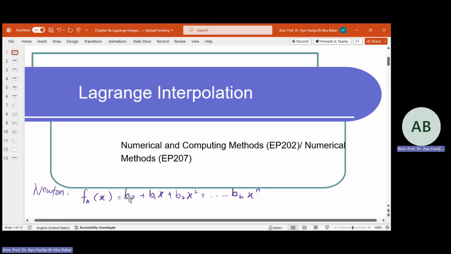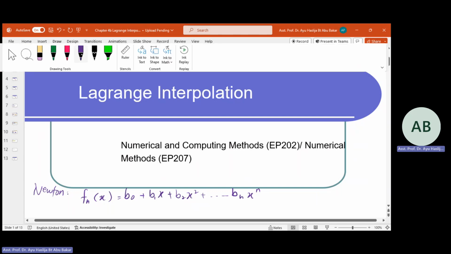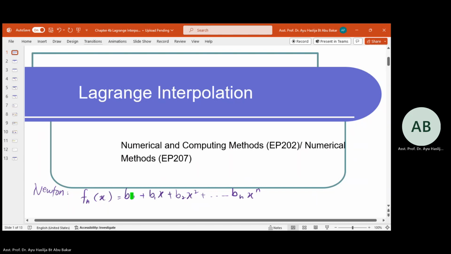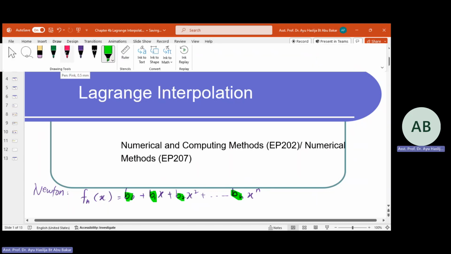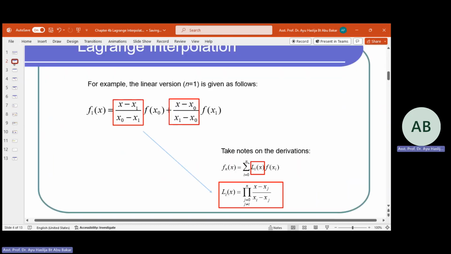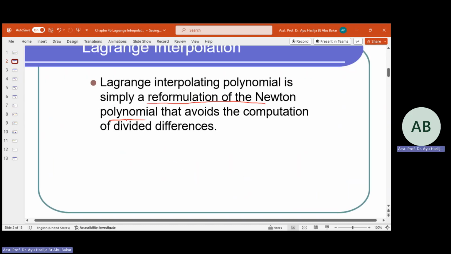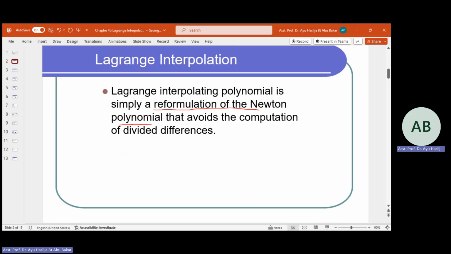Last time in Newton we had f_n(x) equals b0 plus so on. You have the b's, and you need to calculate the b's in Newton. But in Lagrange, it is a slightly different method where you need to find the weighting function. Actually, Lagrange is a reformulation of Newton polynomials.